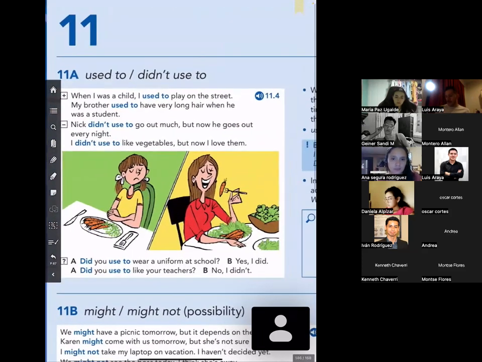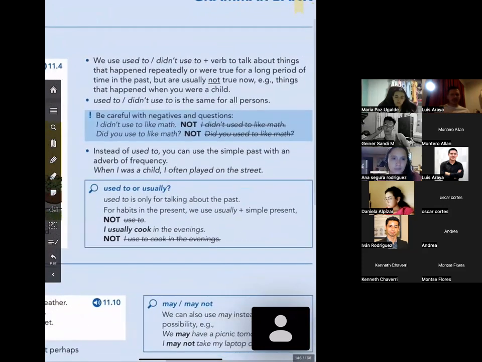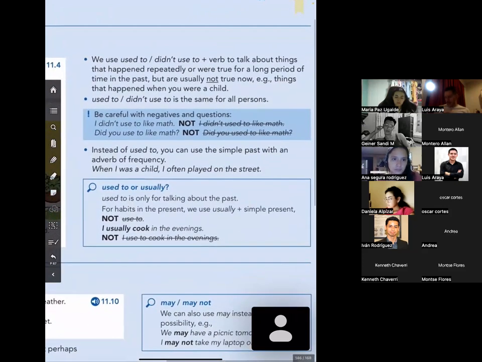Okay, guys, do you see the difference here? Just in case, before I move forward, in this one, used to or usually, do you see the difference? Be honest. No, teacher, can you explain, please? Okay, thank you. That's what I was asking because I just wanted to double check.